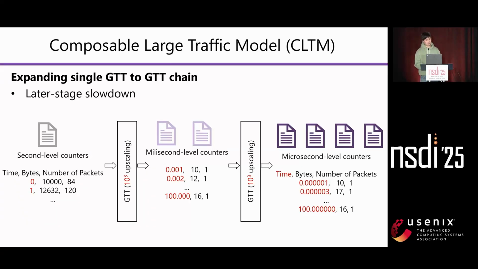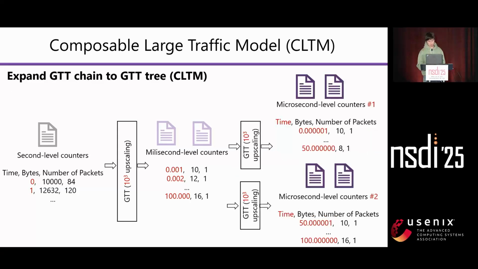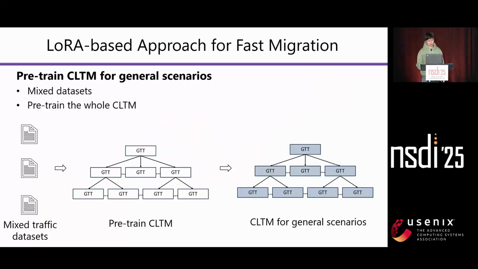However, this leads to later stage slowdown. As we move closer to the final output, the GTT processing time grows because the input and output become too large. So to address the slowdown, we further extend the GTT chain into a GTT tree. And this is our CLTM, we call a Composable Large Traffic Model. In the later stages, we use more parallel GTTs, enabling faster generation by distributing the processing load.